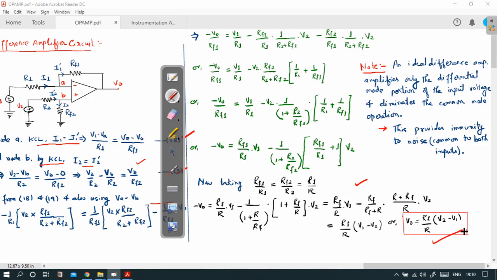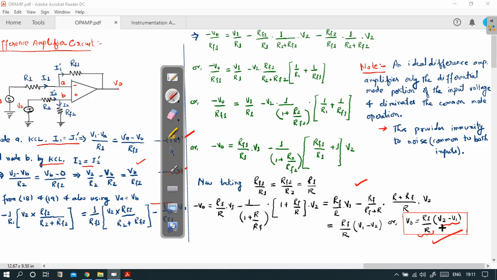V naught equals RF by R into (V2 minus V1). V naught, the output voltage, equals RF by R times (V2 minus V1), where V2 is the voltage applied at the non-inverting terminal and V1 is the voltage applied at the inverting terminal. So this equation says that for this difference amplifier, V naught amplifies the input signal difference V2 minus V1 by a factor of RF by R. This becomes the amplification factor for this particular difference amplifier.